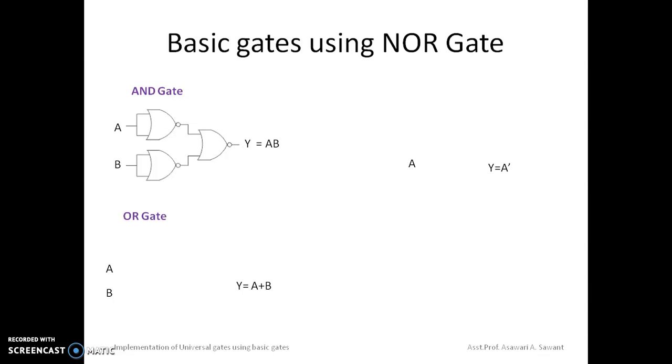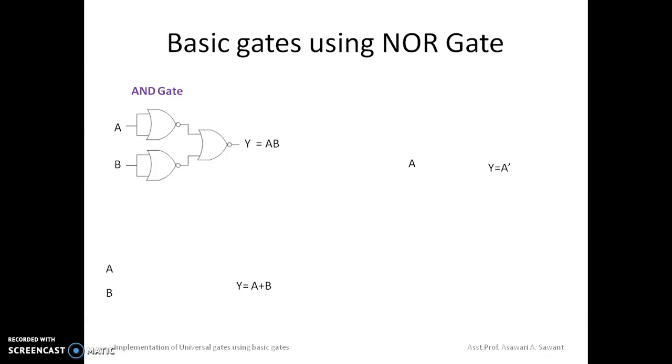Now we will see how to construct OR gate using NOR gate. So here two NOR gates are required. For the first NOR gate, two inputs are provided, A and B. So the output of the first NOR gate will be (A plus B) whole bar, which is further applied to the second NOR gate. So finally we get the output of the second NOR gate as A plus B, which is the logic expression of OR gate.